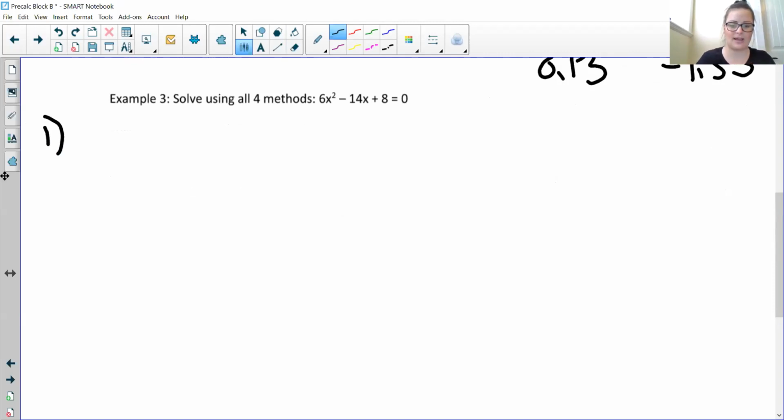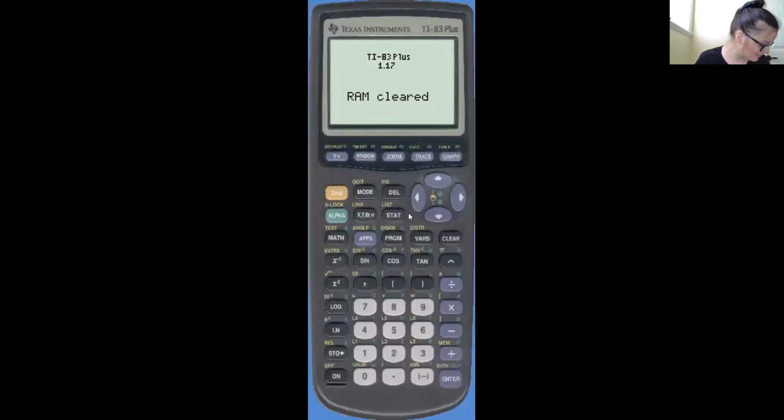So to solve this by graphing, I'm going to solve this manually. Not manually, I lied. I'm going to solve it with a graphing calculator. So that should pop up there. And I'm going to enter the equation into the calculator.